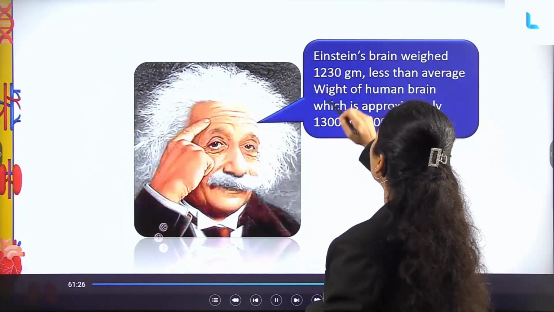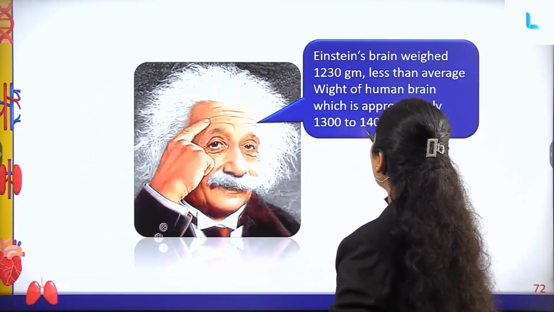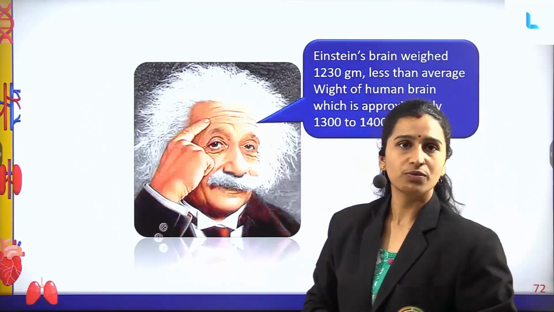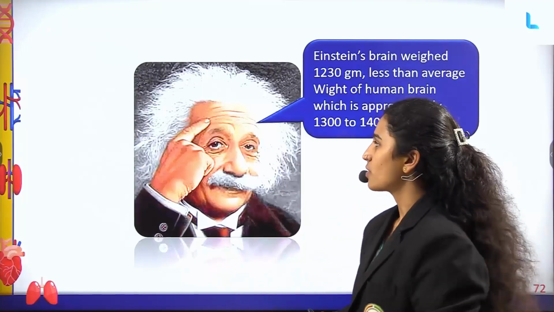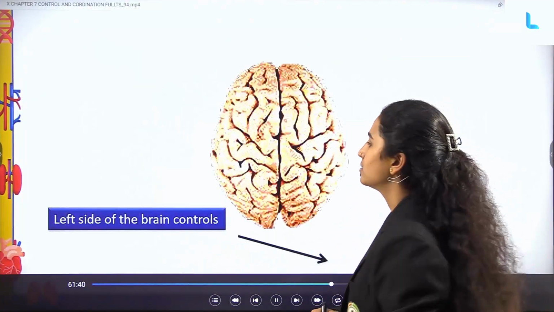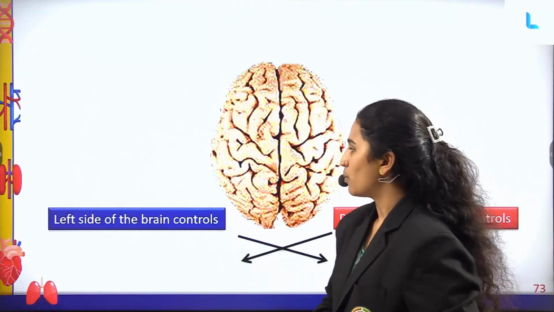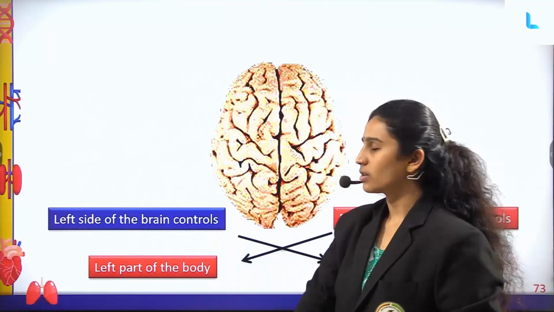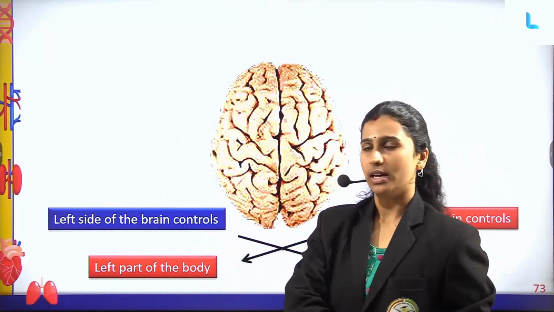Now Einstein's brain weighed 1230 grams, less than the average weight of the human brain, which is approximately 1300 to 1400 grams. So that is the reason he was considered to be the genius of that time. His brain weighed less. So the left side of the brain will control the right part of the body and the right side of the brain will control the left part of the body. So left will control right, right will control left.